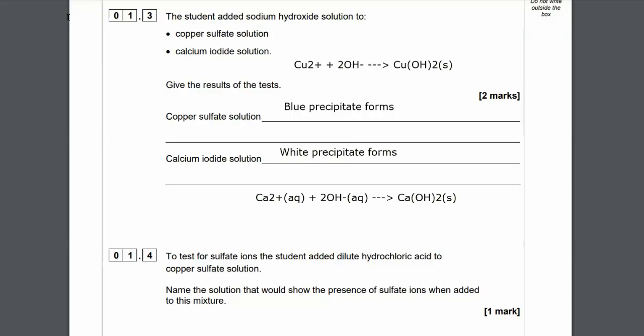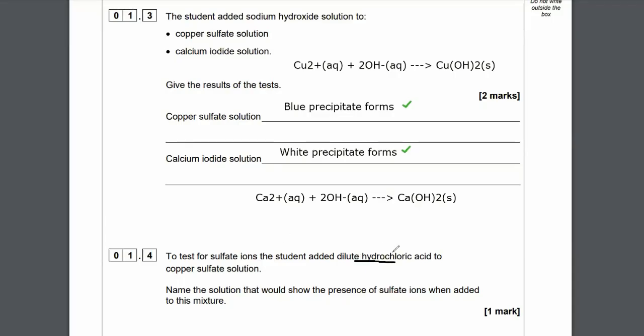All right, we're going to move on to 1.4. To test for sulfate ions, the student added dilute hydrochloric acid to copper sulfate solution. Name the solution that would show the presence of sulfate ions when added to this mixture. So what do you add in the test for sulfate ions? Yes, you add acid to get rid of impurities.